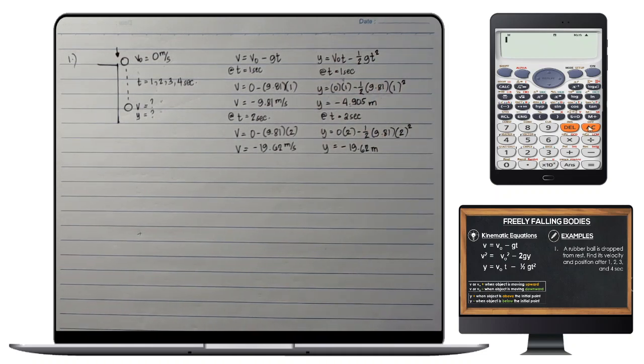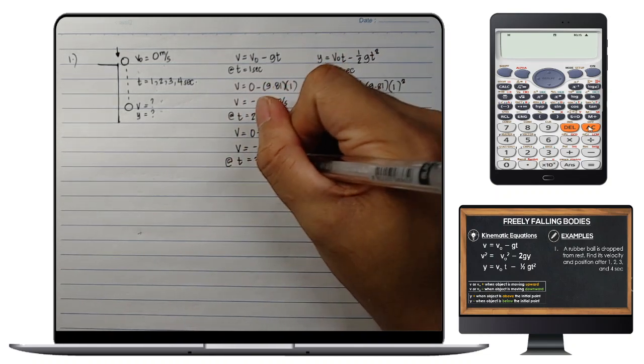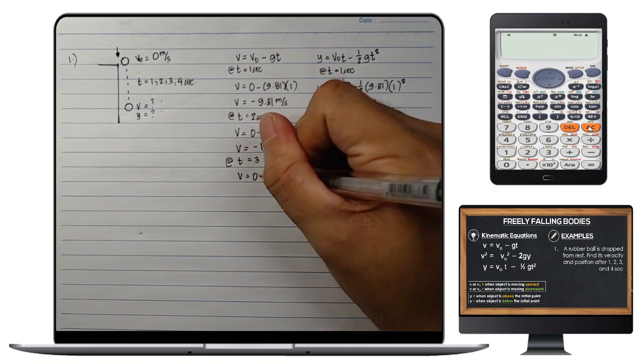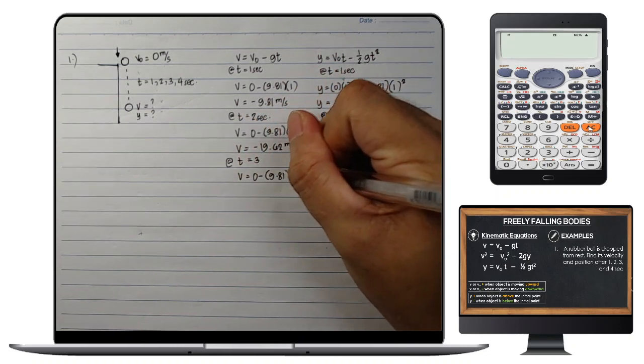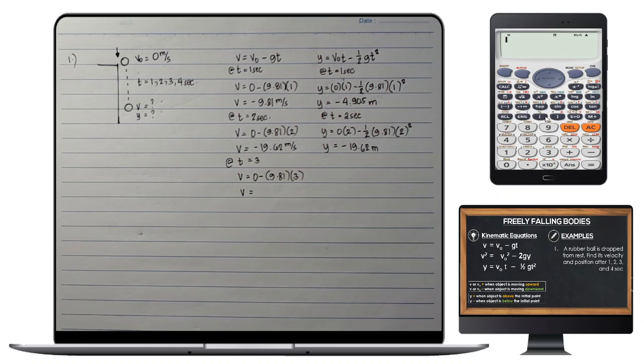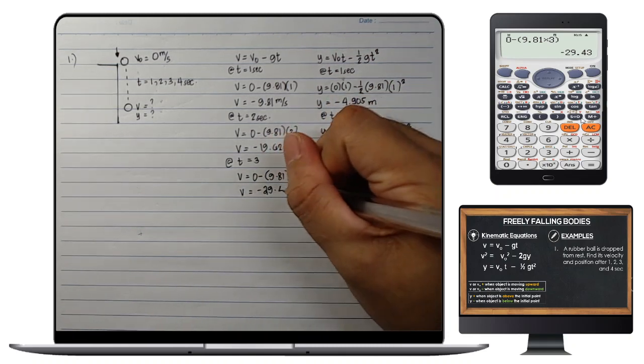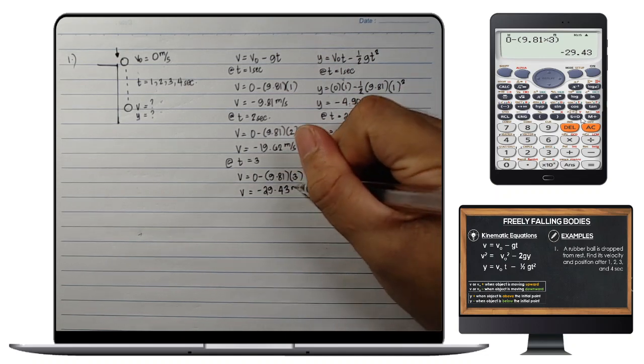Okay, so diretso lang. So at t is equal to 3 seconds, isa-substitute lang ulit, v is equal to 0 minus 9.81 times 3. So yung velocity natin dito will be 0 minus 9.81 times 3, which is negative 29.43. Okay, so that is meters per second.